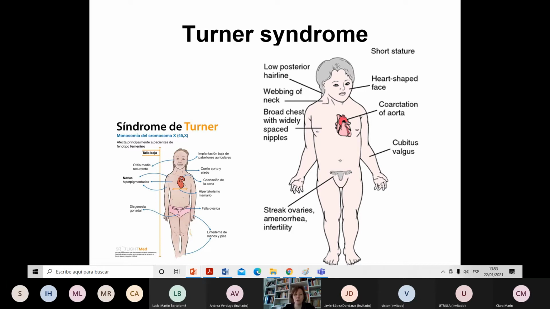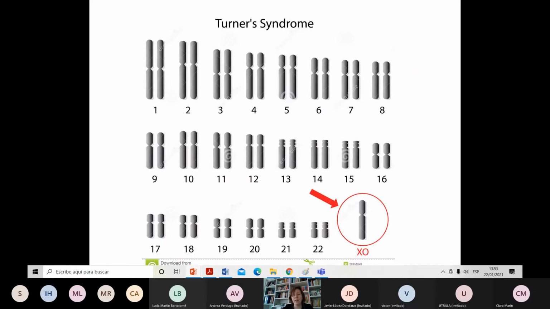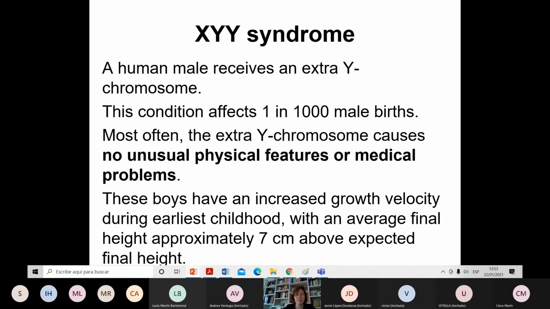It's not the same as the other two, that they die when they were babies. People having Turner syndrome could become adults with no problem, okay? They only have an X, and then we've got this one, XYY, that is very similar to Klinefelter in the sense that the rate is similar and the consequences are not dangerous.